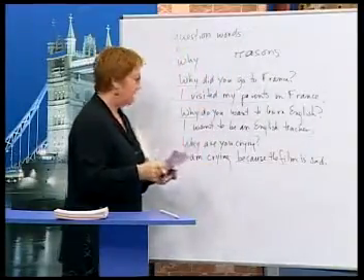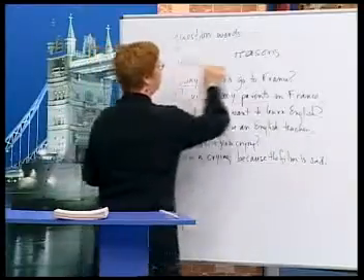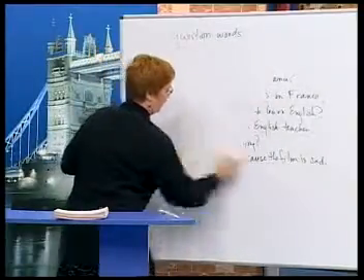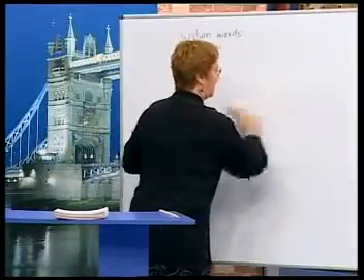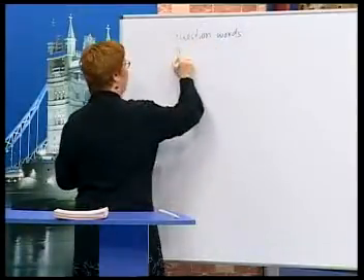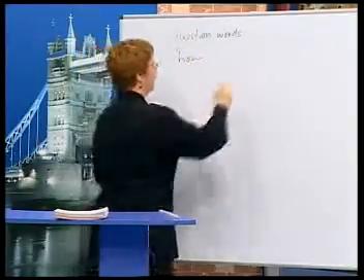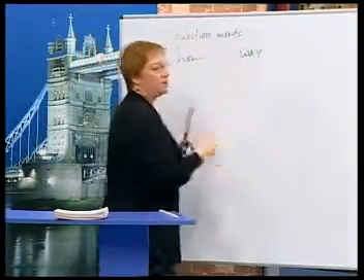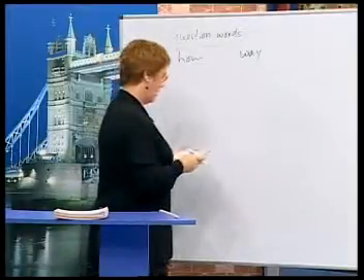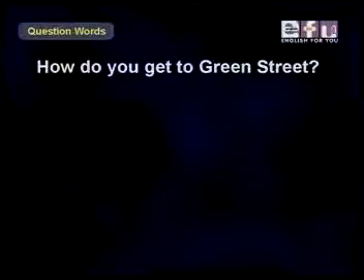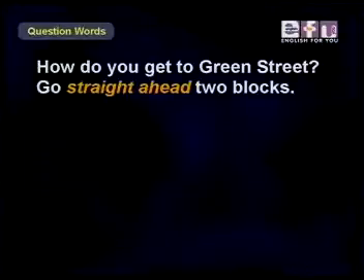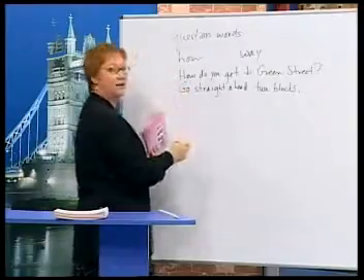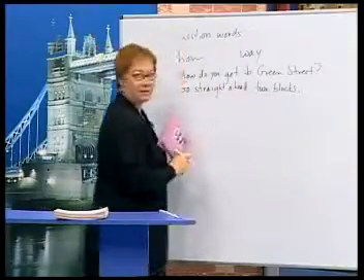Okay? And then one more is how. Now, how asks about the way someone or something does something. Okay, now, for example, how do you get to Green Street? Go straight ahead 2 blocks.